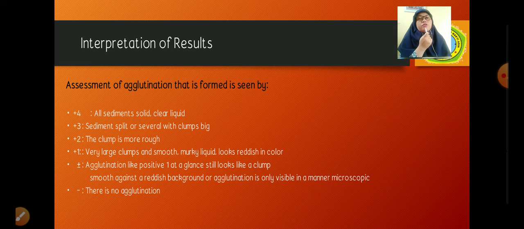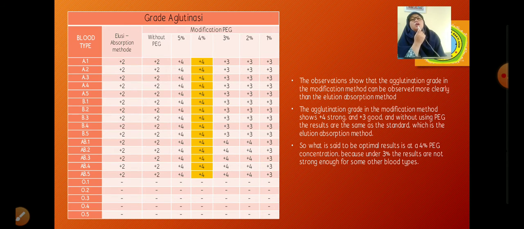Positive or negative: negative agglutination, if the agglutination is like positive 1 at a glance and still looks like a clump, smooth grains against a reddish background, or if the agglutination is only visible under the microscope. Negative means there is no agglutination. Okay, now the research results, where we can see the agglutination grade.